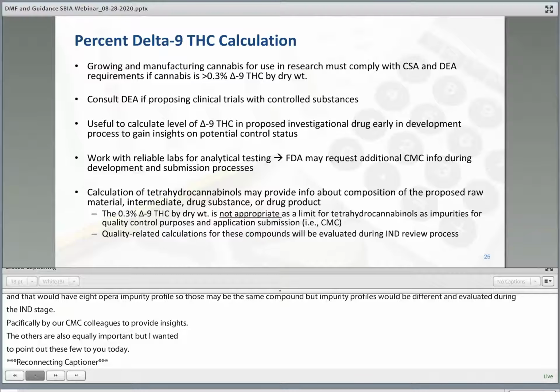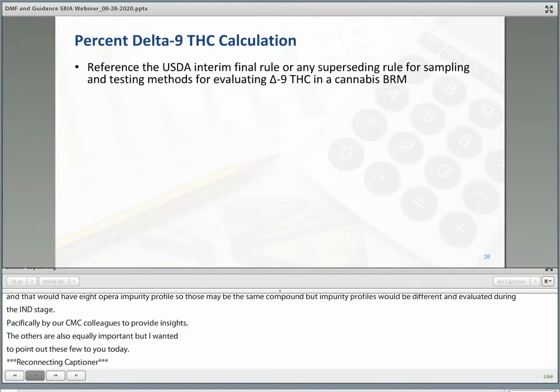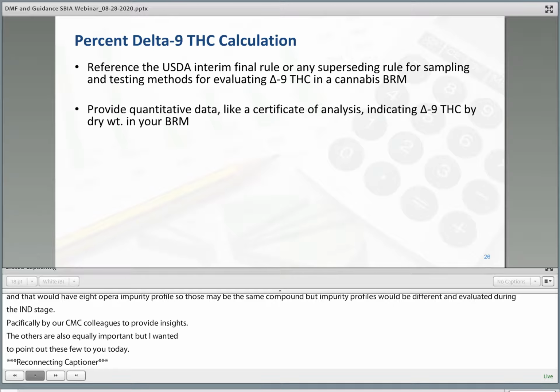And those quality-related calculations that we've been talking a bit more about, those will be evaluated during the IND review process, and they will be specific for your IND. So no IND will be the same, and we will provide specific feedback to you. I'm sure everyone's aware of the USC interim final rule, so make sure you're referencing that when you're learning about your sampling and your testing methods for that delta-9 THC. They've established all of the methodologies.